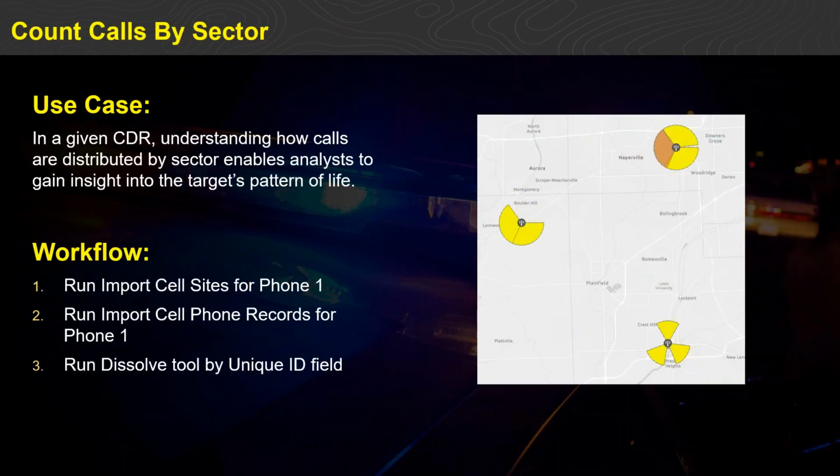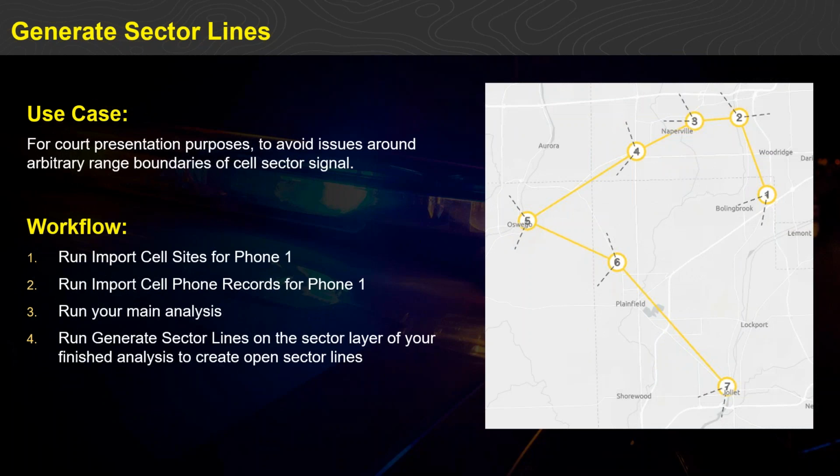I mentioned we also have the count calls by sector tool. That's just simply using the dissolve tool. This is giving you the ability to count up the number of unique calls that occur at a particular site or sector. And then we also have a generate sector lines tool. This is taking your existing polygon sectors, and it's enabling you to turn those into open sector lines for visualization or court presentation purposes. So that's the core set of capabilities that are available to you in the new cell phone analysis tool set.